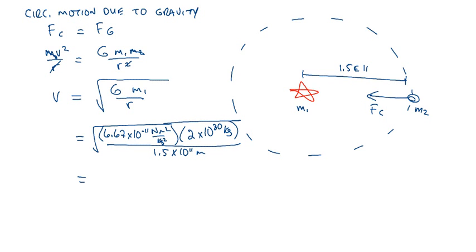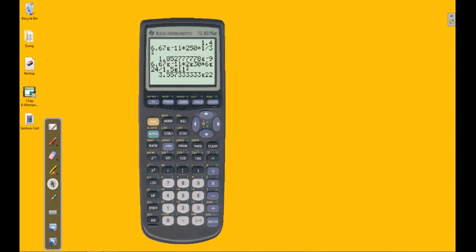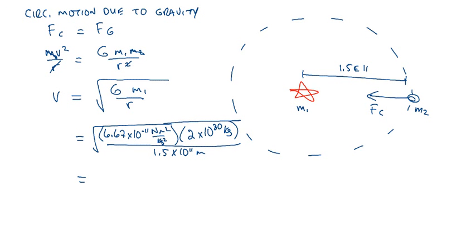I think this is a really neat number, so let's punch this up and see what we get here. The square root, 6.67 E negative 11 times 2 E30 divided by, what do we need, the radius of the Earth's orbit, 1.5 times 10 to the 11 meters. And there's the number, 29,822. And that is in meters.